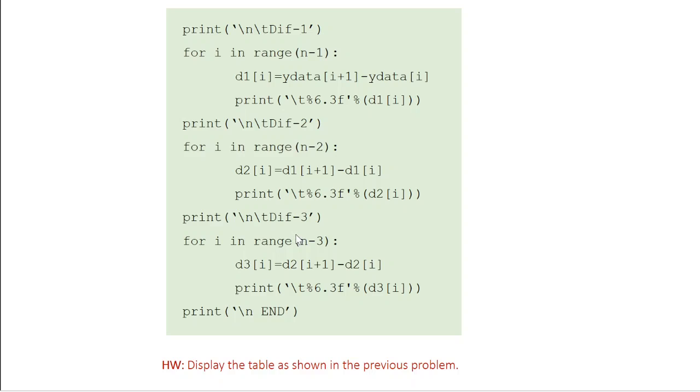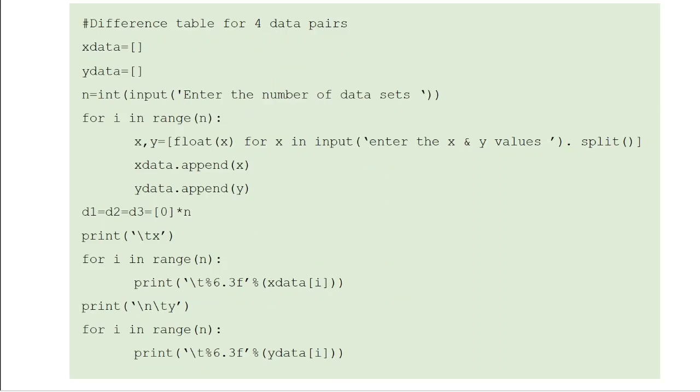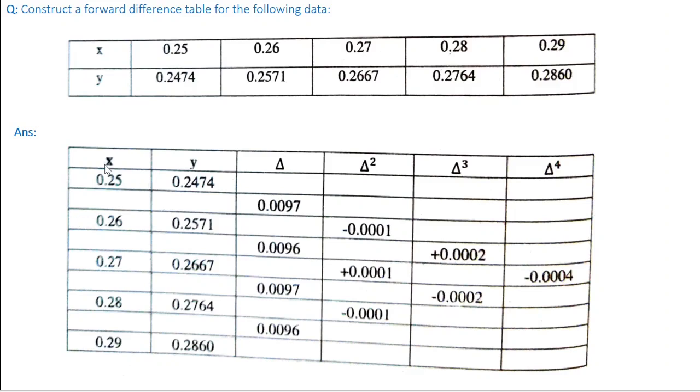And the second limitation here, as I said, each column is printed under the previous column. If you look at this program, first you print all the x values, under that you print the y values, then the first forward difference, second, third, etc.